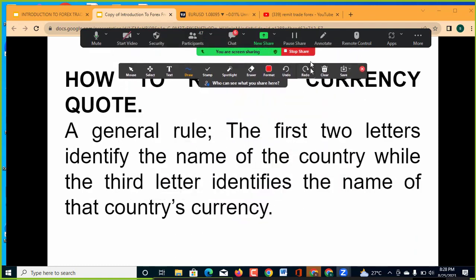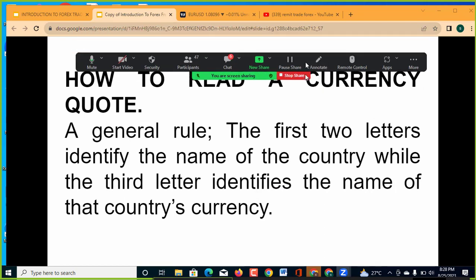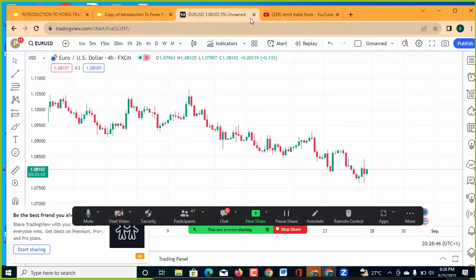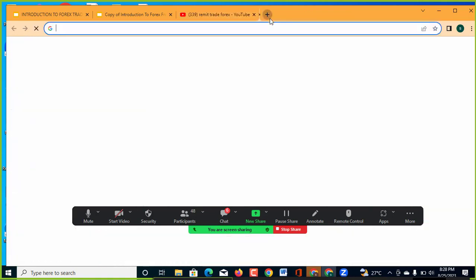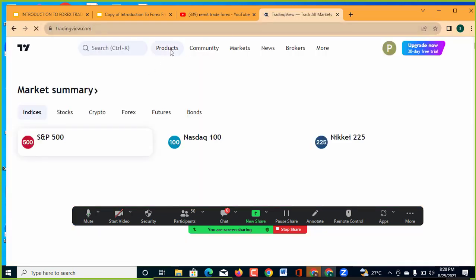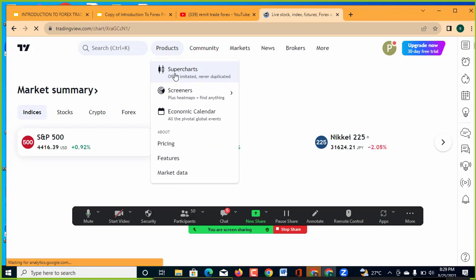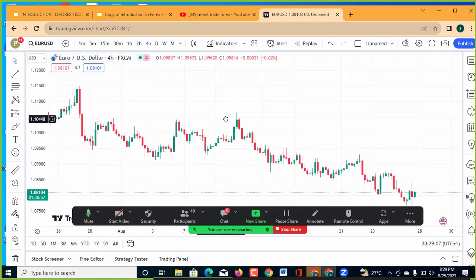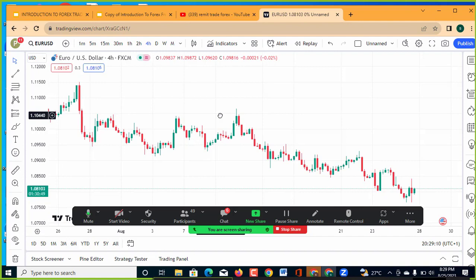So it does not matter which platform you're using to trade. Let's say, for example, you go to TradingView, which is what I'm going to be using for today's training. I type on my browser, TradingView. It opens TradingView for me, and then I will click on Super Chart, and then it's going to open this chart for me right here. So this is a platform for analysis. You can do all kinds of analysis on TradingView, whether trading Forex, cryptocurrencies, stocks, indices, and commodities. You can do all your analysis on this platform and go and place your trade either on your MT4 or your MT5.